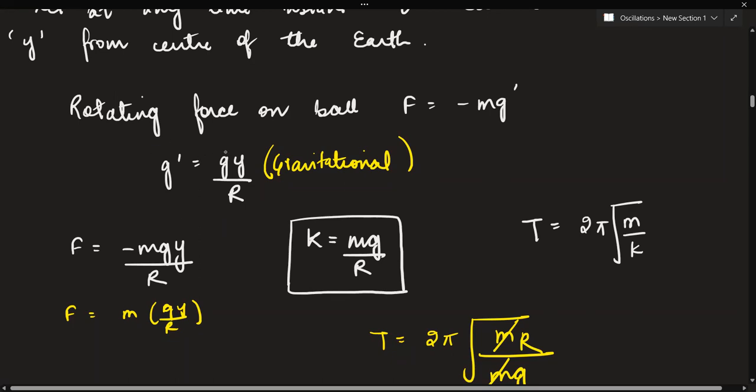So if g prime, the new acceleration due to gravity, is gy by R, it means F will be equal to mgy by R. We just simply have to multiply this by m. That will give us the force. So the constant that is over here is mg divided by R. So now again, you can find out the time period and you can find out the value of angular velocity.